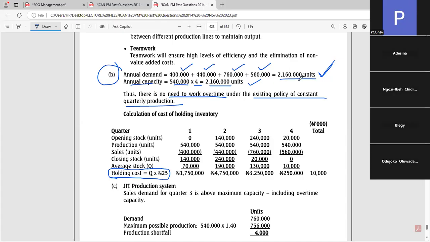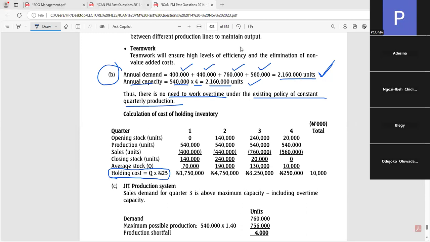Yes, sir. So just in case, how do we calculate overtime? Calm down. You have to calculate it on your own. Add 700, 400, 440, 760, 560. That will give us our total demand.